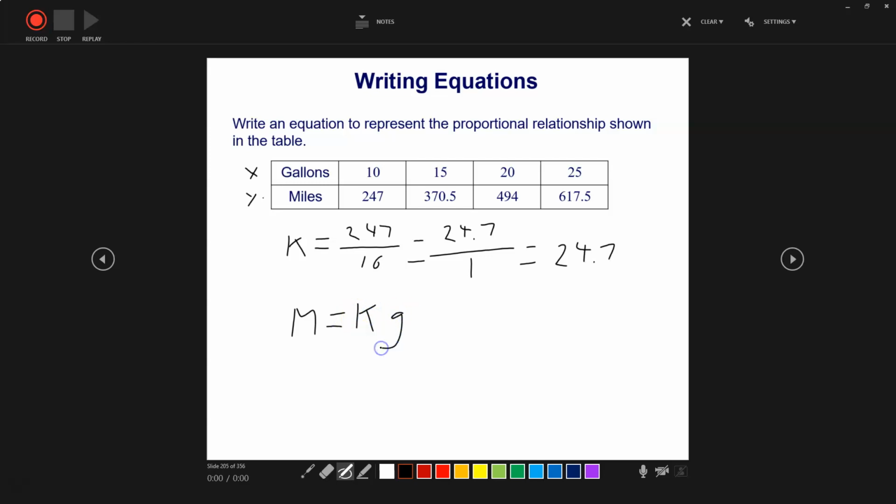All right, and our final equation, since we know our unit rate, would be M equals 24.7 G. All right, there you go.